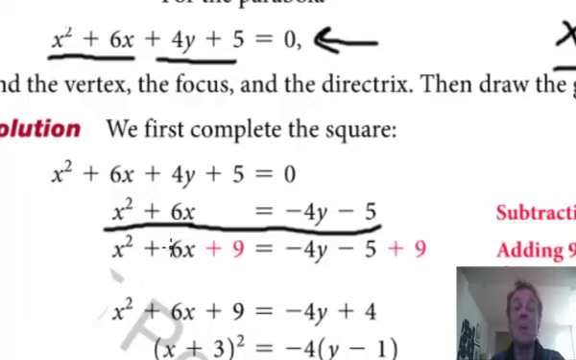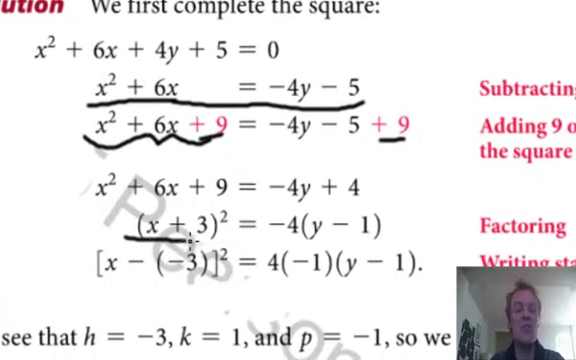Now I'm going to complete the square. Half of 6 squared is 9. So I have to add a 9 to the other side. Now remember what this means. x squared plus 6x plus 9 is x plus 3 times x plus 3. It's x plus 3 squared. Remember completing the square. Now what do I have over here? Negative 4y, negative 5 plus 9 is positive 4. So I have this. I can factor a negative 4 out of that. I'll end up with this. So be careful, this sign will change.